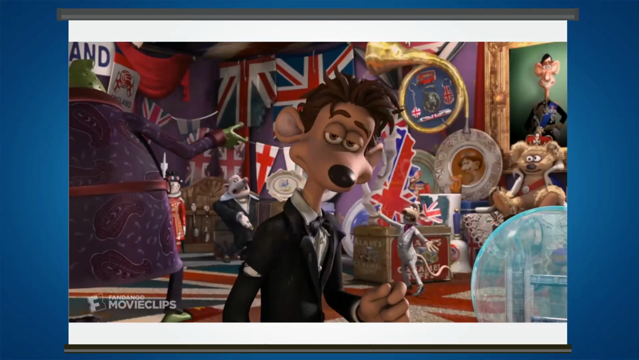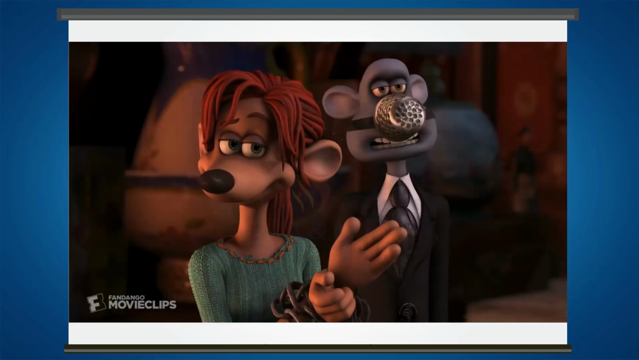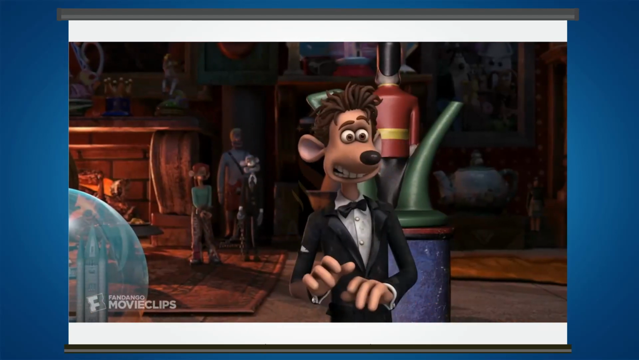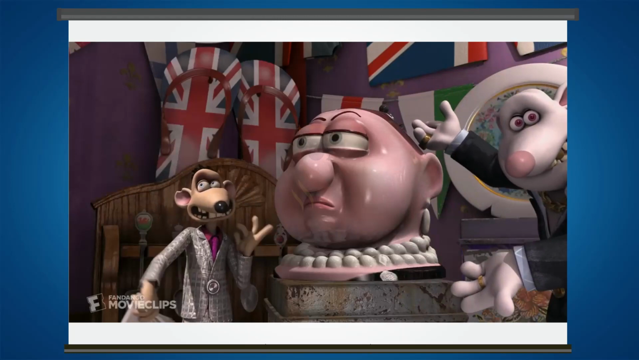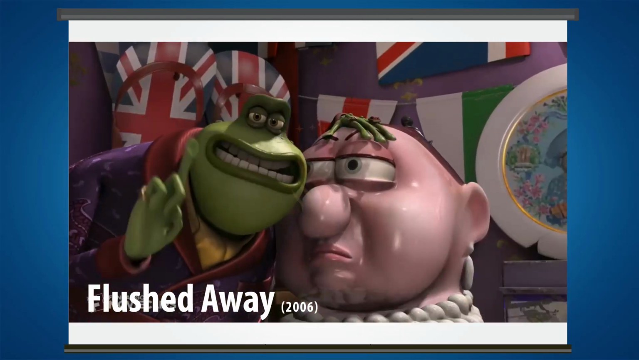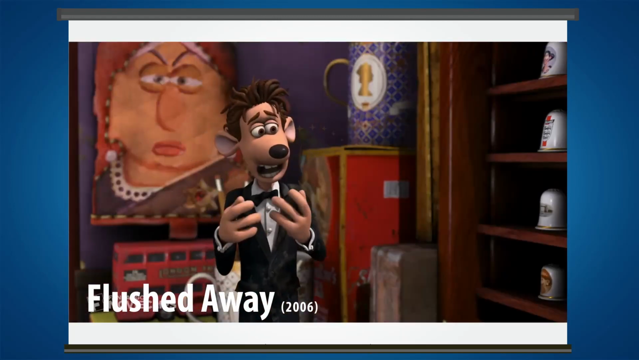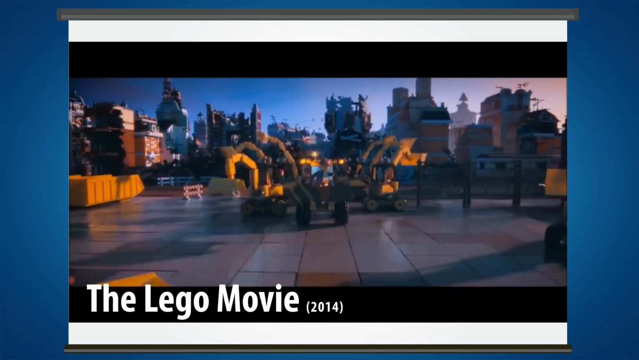Computer animation can also be tailored to mimic or substitute for other kinds of animation, such as traditional stop motion animation, as shown in Flushed Away or The Lego Movie.